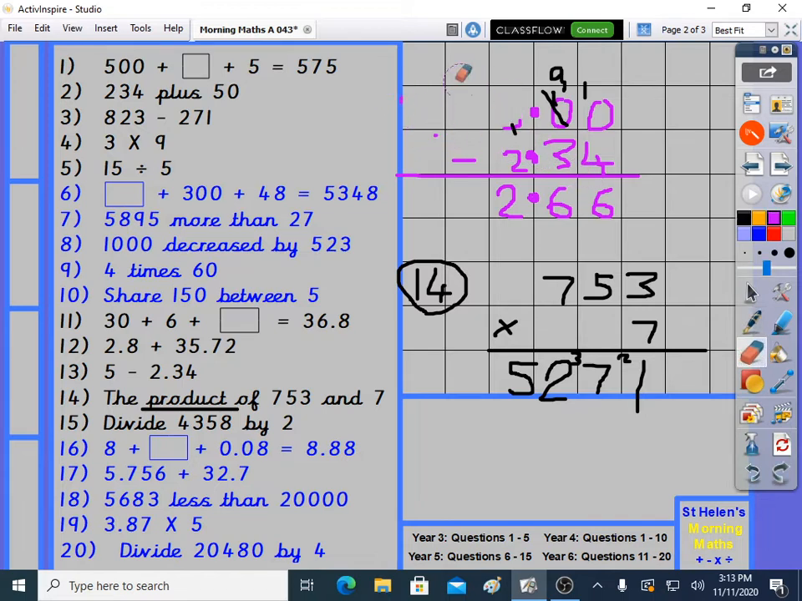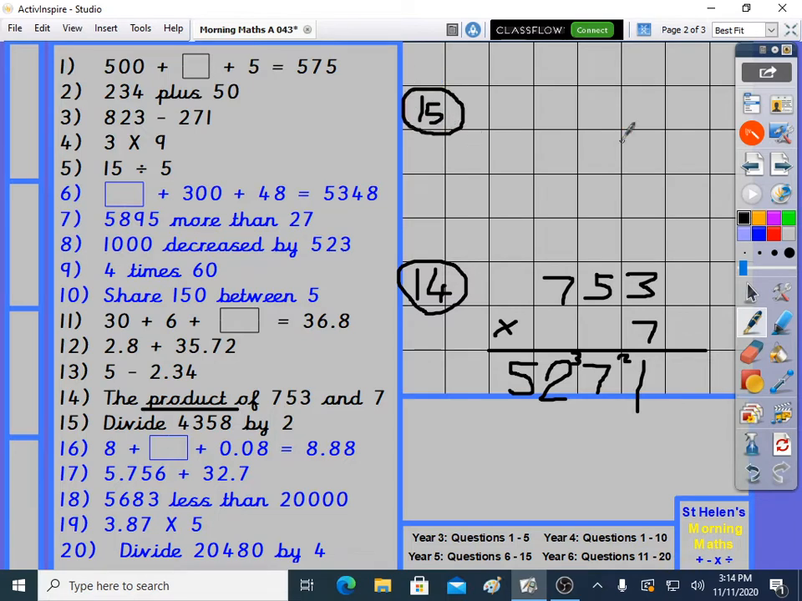5,271 we get. We have one more question for year 5 level, which is division. You're dividing by 2. How do you know if a number divides by 2 exactly? It's pretty simple. If it's even, then it will divide by 2 exactly. And this number is even. Even numbers end in 2, 4, 6, 8 or 0.